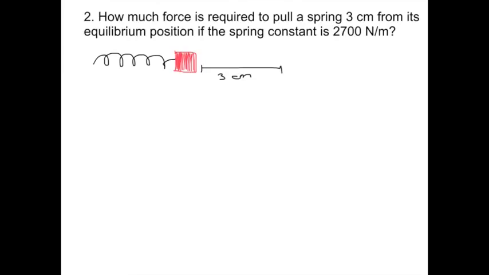Number 2. How much force is required to pull a spring 3 centimeters from its equilibrium position if the spring constant is 2,700 newtons per meter? So now we're starting to use Hooke's law. We see force is equal to negative kx, and since this problem is just asking how much force, or the magnitude of the force, we can disregard this negative sign because we're just looking for magnitude rather than magnitude and direction. So with that in mind, we're looking for force. We have k, which is 2,700, and then we have 3 centimeters, that would be 0.03 meters. I multiply these together and get 81 newtons of force.